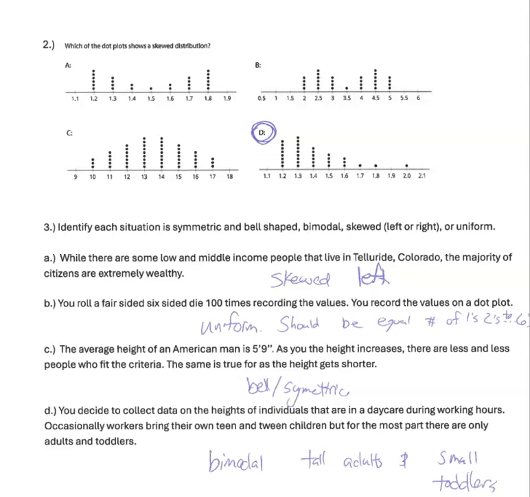and the bigger incomes. B is you roll a fair six-sided die 100 times and record the values. That is going to be uniform, because since it's a fair six-sided die, you should be getting an equal number of 1s, 2s, 3s, all the way to 6s.